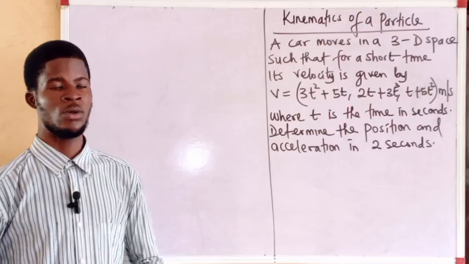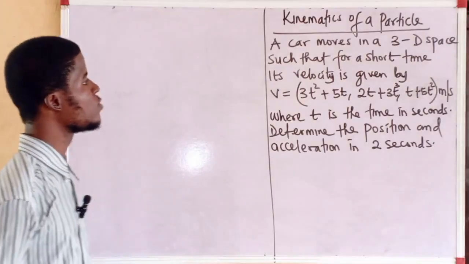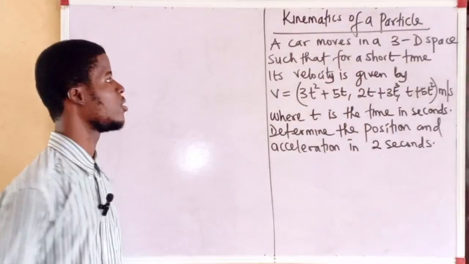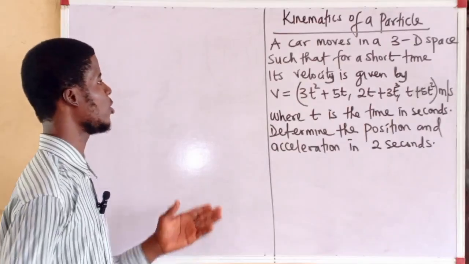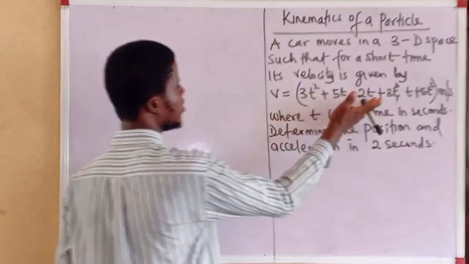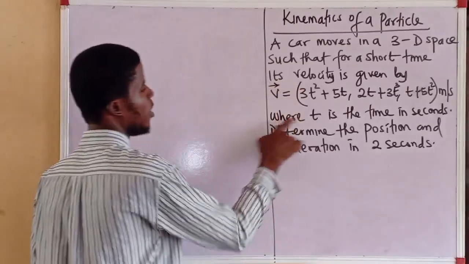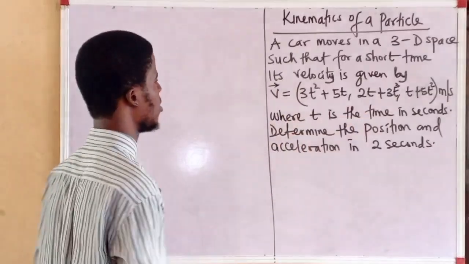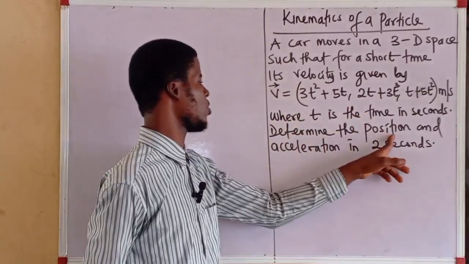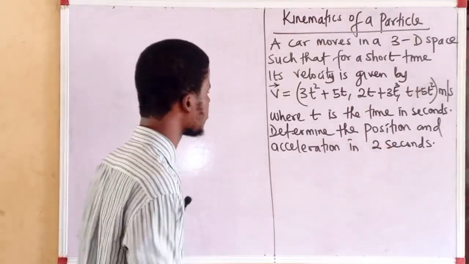Here is another question on kinematics of a particle. A car moves in a three-dimensional space such that for a short time, its velocity is given by this vector, where t is the time in seconds. We are to determine the position and acceleration of the particle in 2 seconds.